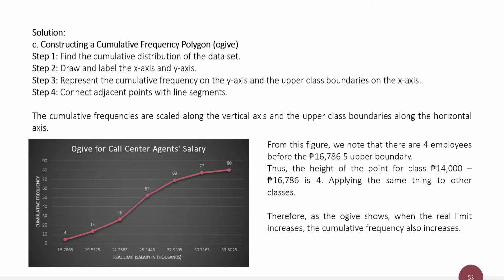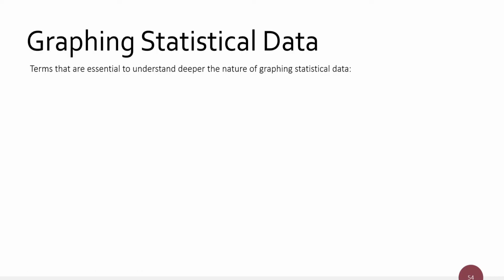Okay, so therefore, as the OGIB shows, when the real limit increases, the cumulative frequency also increases. So, kitang-kita naman na kada tumataas yung ating real limits, tumataas din yung ating cumulative frequency. So, next.